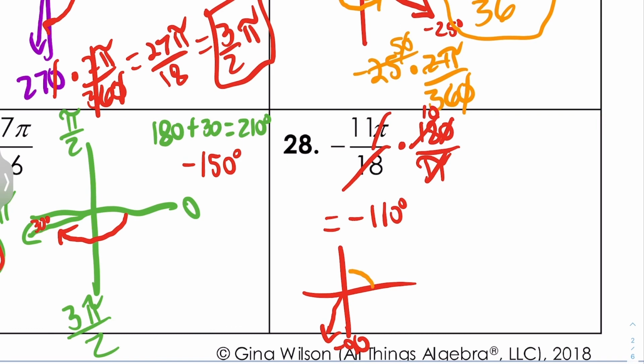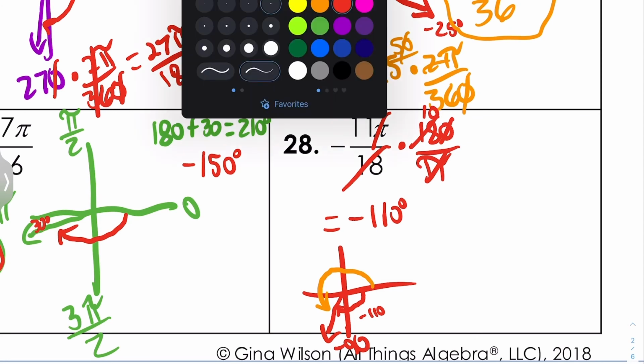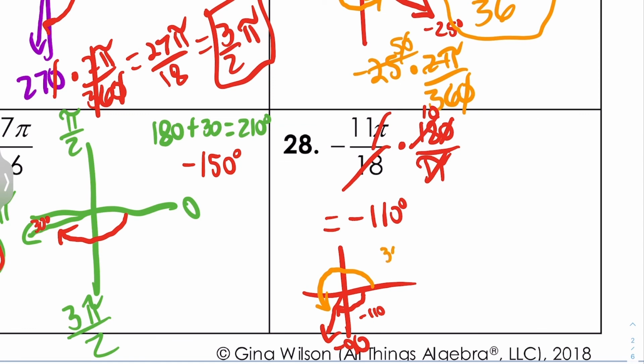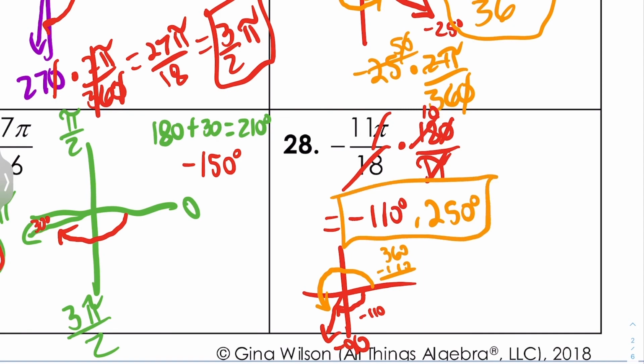If we convert it to the positive angle, let's see. So this red one, the red one is negative 110. So then the orange one is going to be 110 less than 360. And that'll be 250. So negative 110 in the negative direction, or positive 250 degrees in the positive direction.